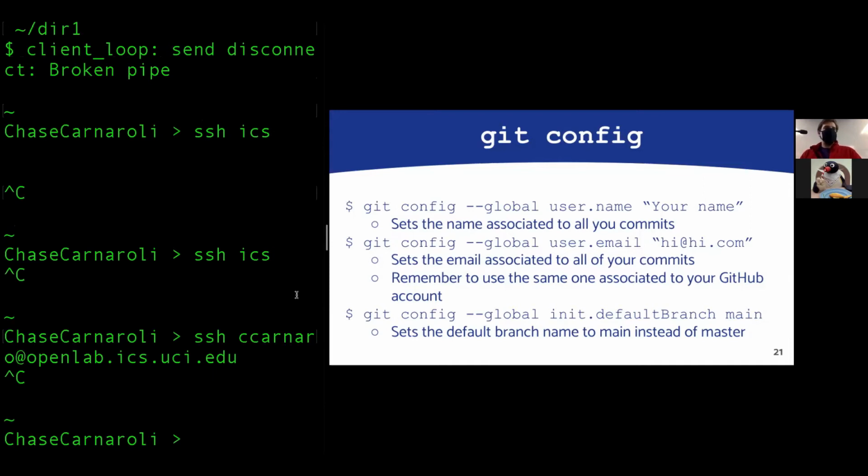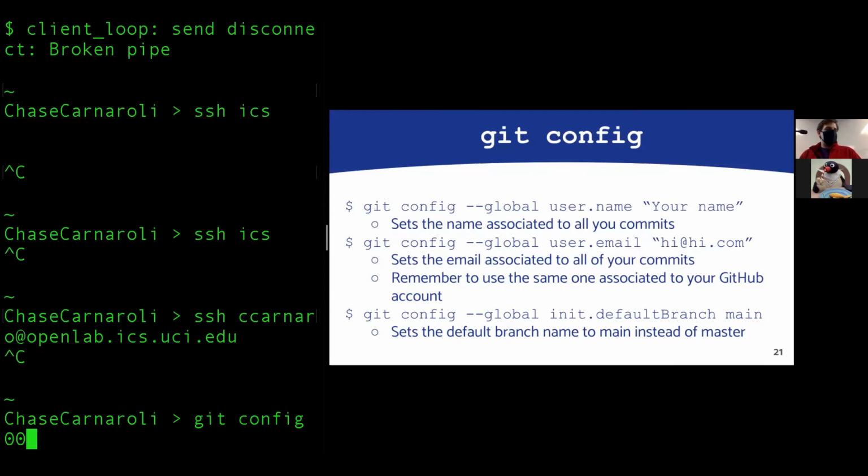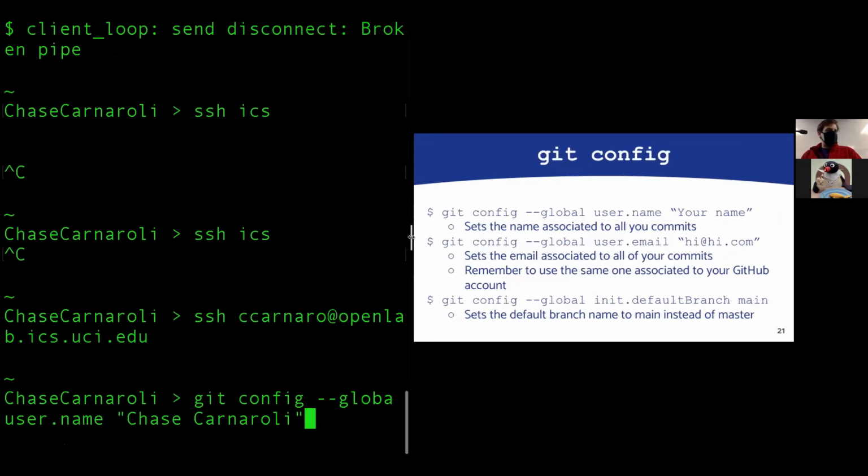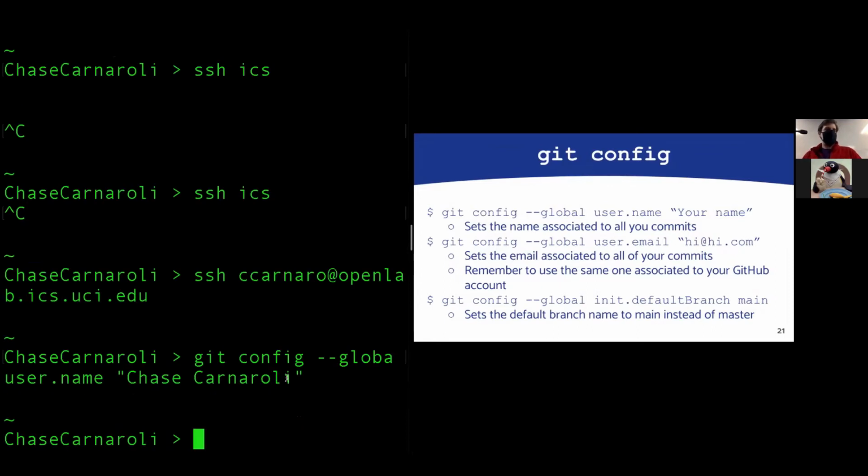All right. So first off, we're going to do the git config command. So git config --global user.name, and then you're going to go ahead and type your name in there. When you hit enter, it'll go through and set your name for Git. So now in future commits, it'll be your name associated with it.